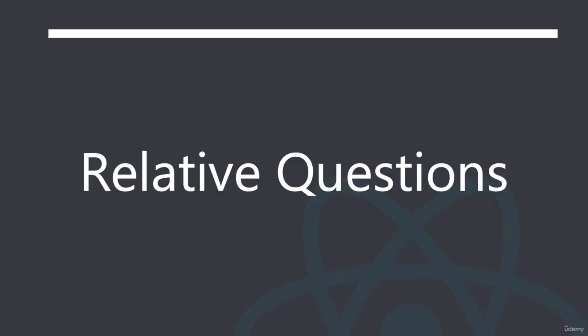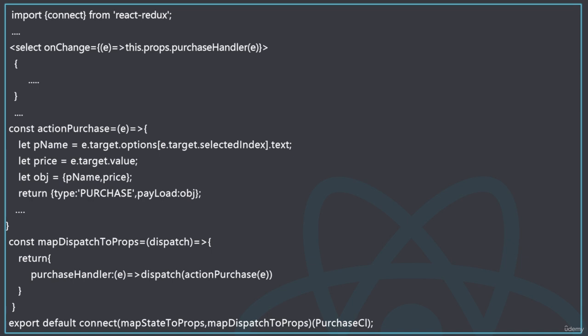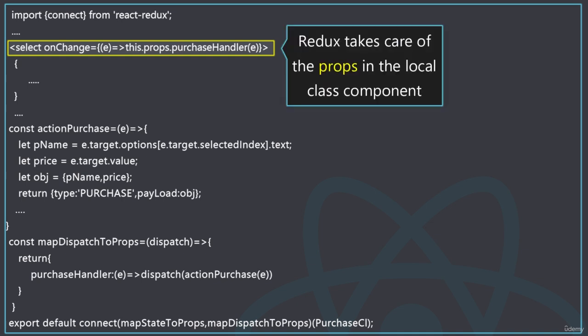Now let's talk about related questions. The first question is, how do you dispatch events in a class component while using Redux? Inside a class component, when you have to dispatch an event, the very first thing is that you import the connect like we have done here. Then for example, in this case, we have a purchase handler. So you use this.props.purchaseHandler because it is Redux who takes care of the props in the local class component. So you write it like this, the event.